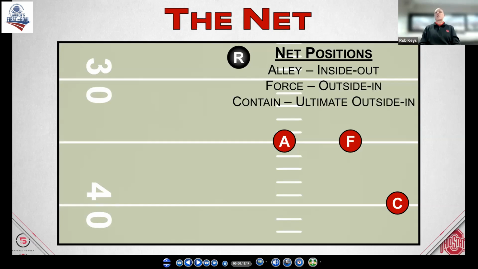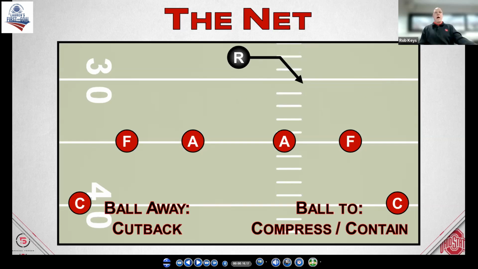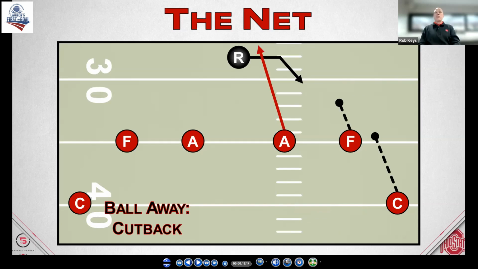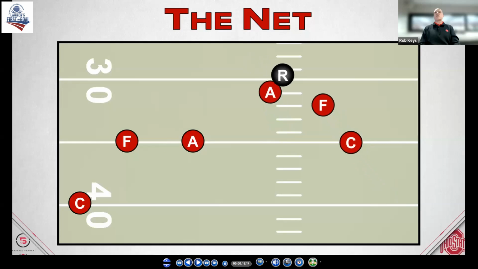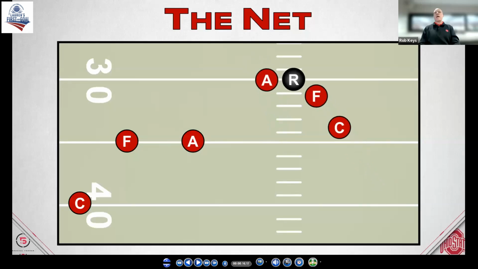So as you look at the picture, we have an alley force contain player in every coverage unit. And on the backside, again, there's an alley force contain player. So as you look at it, the ball is to me. I'm a compressed contain player. The alley will shoot the inside hip. The force will work outside in, and the contain will be ultimate contain. The backside players, the alley force contain, will end up being cutback players, working the hip and tracking it.